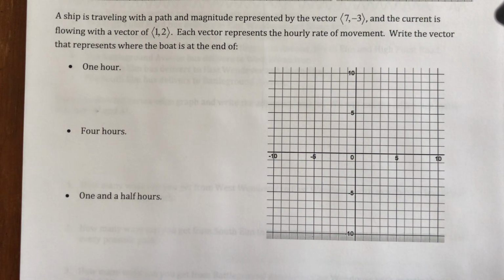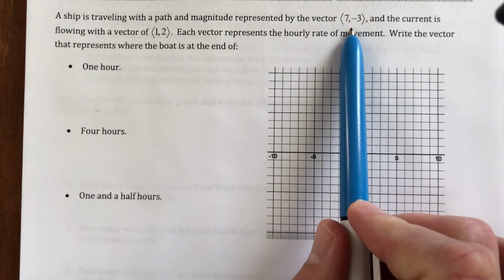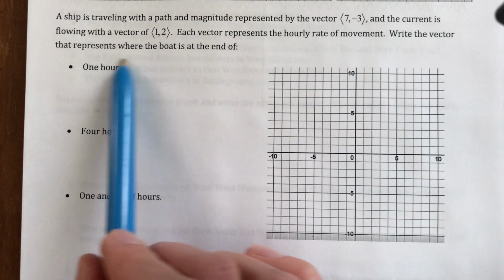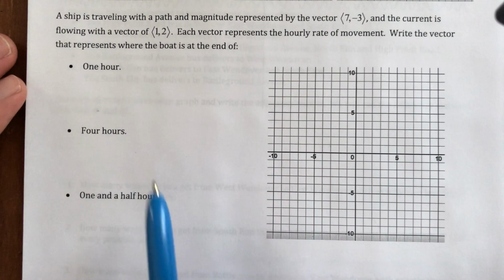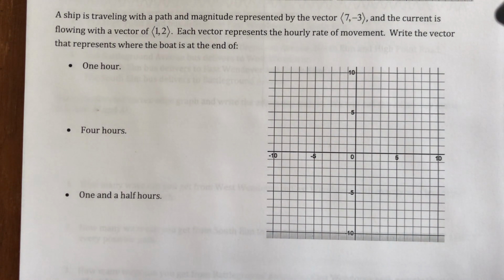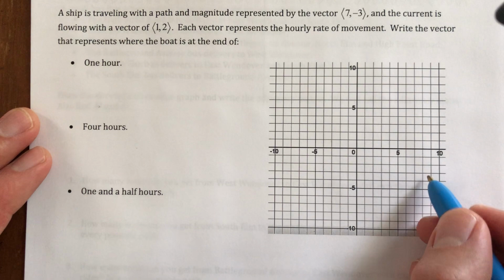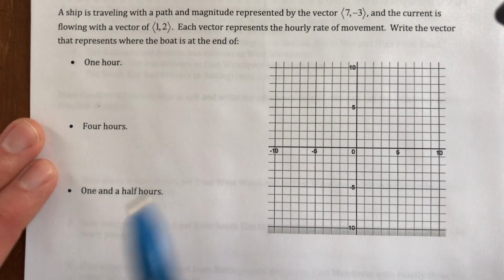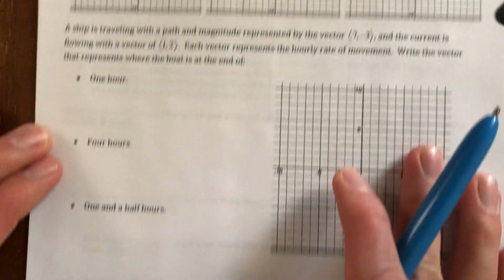A ship is traveling on a path and magnitude represented by that vector, and the current is flowing at that vector. Each vector represents the hourly rate of movement. Write the vector that represents where the boat is at the end of 1 hour, 4 hours, and 1.5 hours. Now, I gave you a graph, but I'm not going to use it. You could if you wanted to. So you could be like, oh, 7, negative 3, and you could do it that way. I'm not, okay? I'm just going to do exactly what we just did up here on this one.